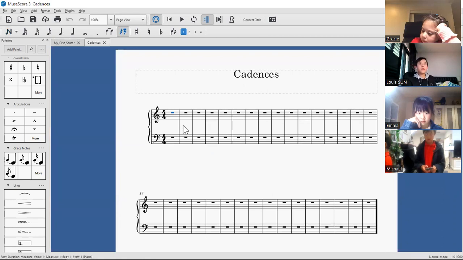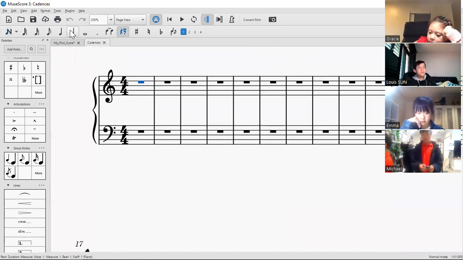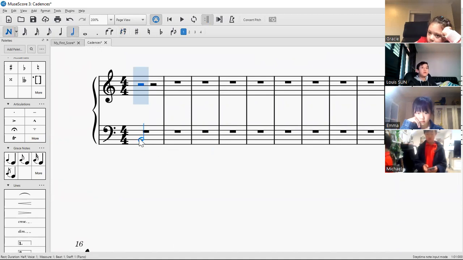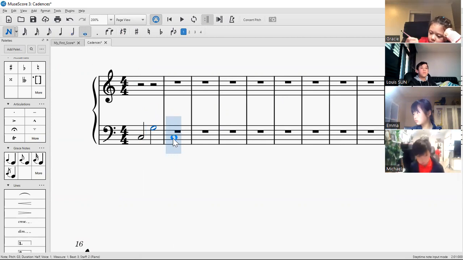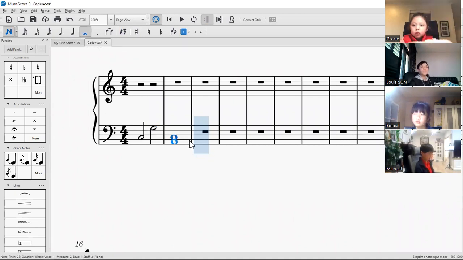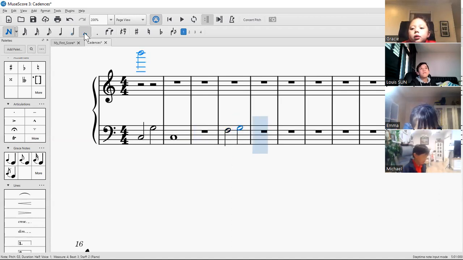Okay, take a look at this. So how to proceed a perfect cadence. We put a chord 1 before a chord 5, and we also tried putting chord 4 before the chord 5. First, let's write the perfect cadence.